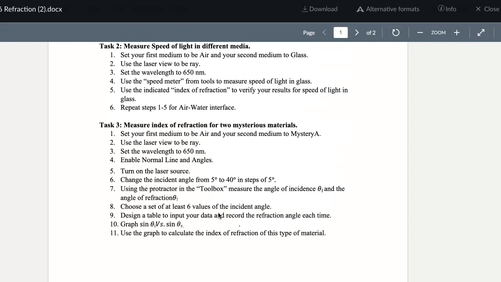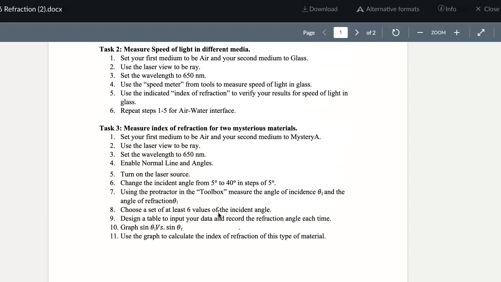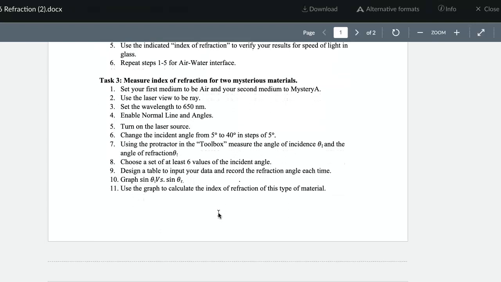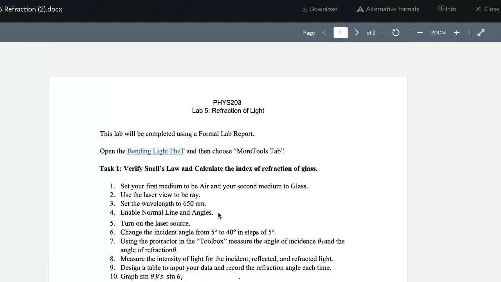And I will say we're going to repeat basically what we did in part 1. We are going to measure the angles from 5 to 40, in steps of 5. We are going to measure the angle of incidence and the angle of refraction. We should have at least a set of these values, and then we are going to have a graph of sine theta I versus sine theta R, and again the slope is going to give you the index of refraction of mysterious A and mysterious B.